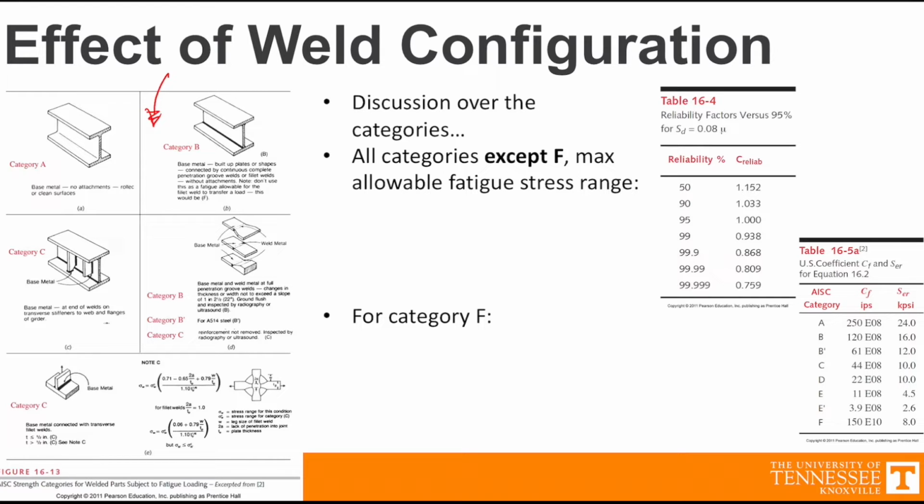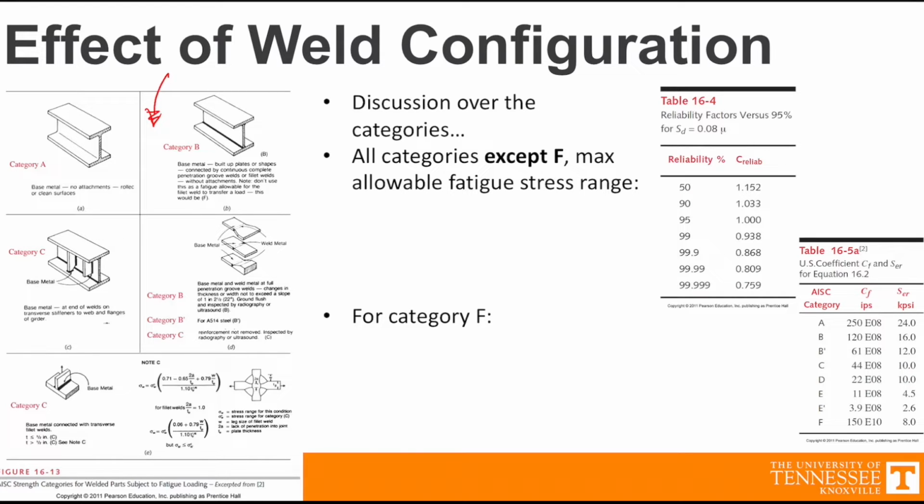Now, these different categories, there's tons of them. This is just a really small sample that's in the book, and you can go look up all these different geometries that are available. But they came up with 8 different ones: A, B, B prime, C, D, E, E prime, and finally F. Starting with A and going through E prime, A has the highest resistance to fatigue, and E prime has the lowest resistance to fatigue.